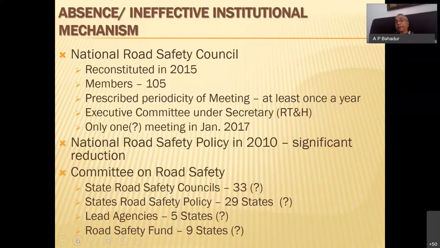So theoretically, yes, we have a road safety council, we have a road safety policy, we also have a committee on road safety. As you can see, the Road Safety Council was constituted in 2015. It has 105 members. Now you can very well imagine that even if 50% of those members participate in any meeting, what sort of decisions can be taken? And incidentally, only one meeting has been held in the last 5 years. So that shows the commitment and level of seriousness.